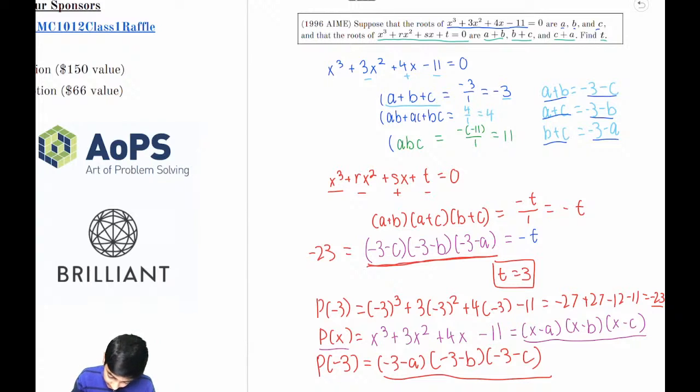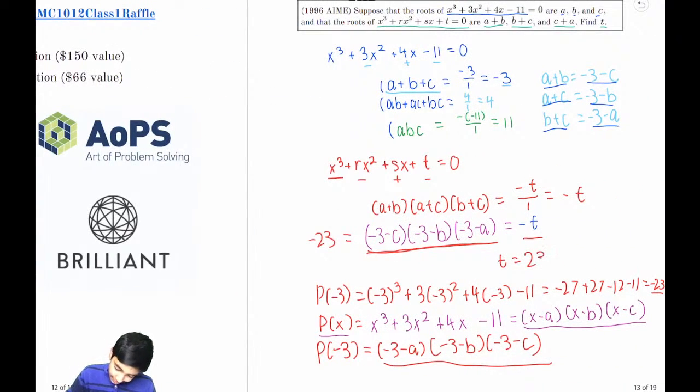And that expression is nothing but negative t, as we found by Vieta's formula, by making the substitution of a plus b in terms of c. Yeah, t is 20. Oh, sorry, I miswrote. I meant that t is 23. T is 23, yes. Sorry about that. So I was just saying that we can summarize: basically, we find p of negative 3 in two ways, and then we equate them together to get the value of t based on our Vieta's formulas that we just did.